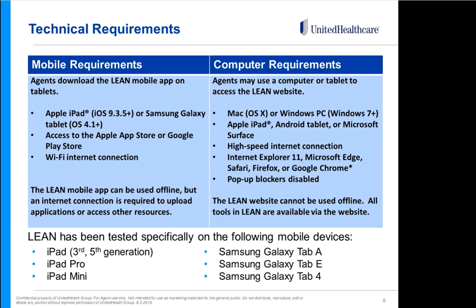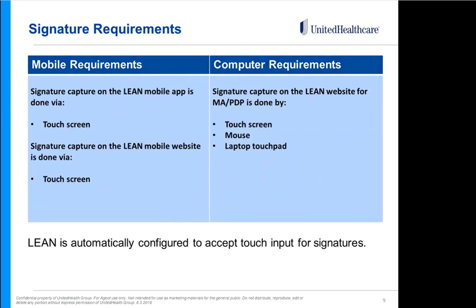You can also use the LEAN website on your mobile tablet, including Surfaces, through the tablet's browser, such as Safari on iPads, but we recommend using the mobile app on your tablet. It is also recommended to disable pop-up blockers, as some tools may link to a separate website. Remember that the LEAN website is only available while you are online with a Wi-Fi connection. Signatures are taken in LEAN by using touch input, a stylus or finger, on a mobile device or touchscreen computer.